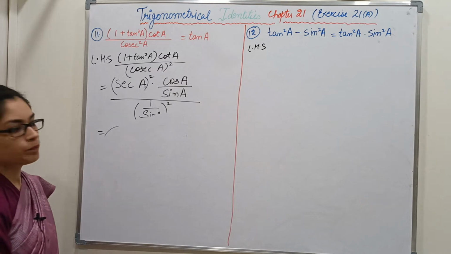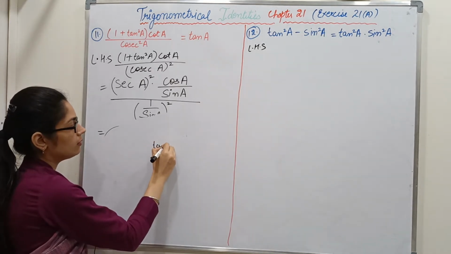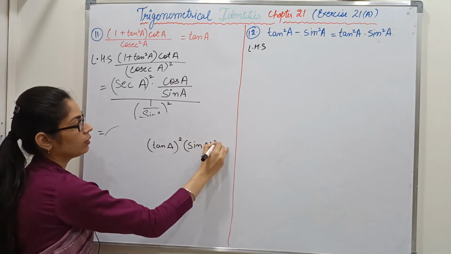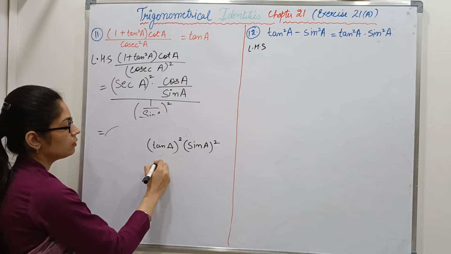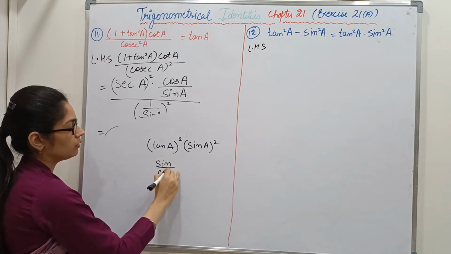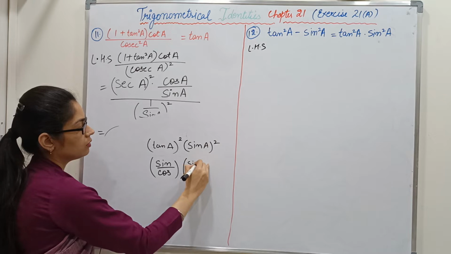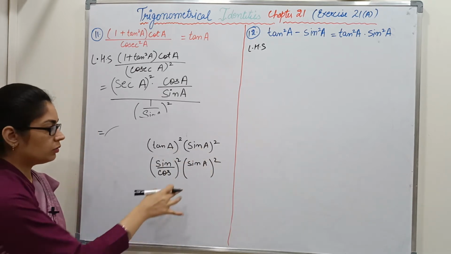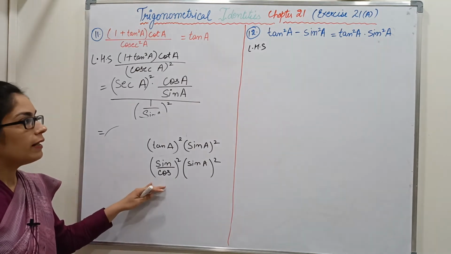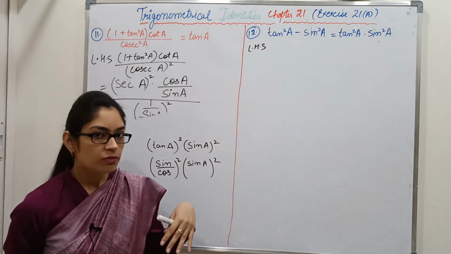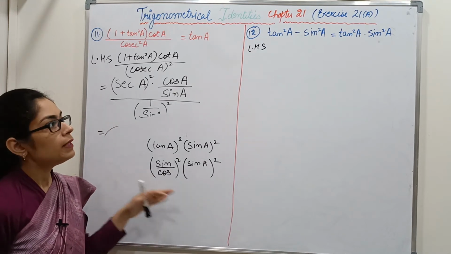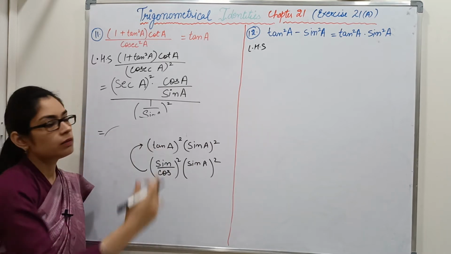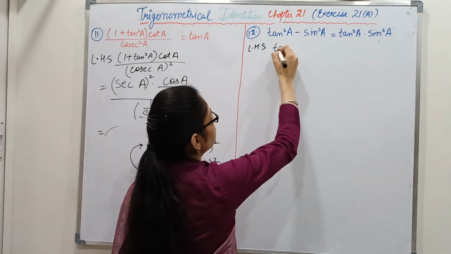Tan square is what? It is tan whole square. Sine square is sine A whole square. Tan is sine by cos into sine. So I need this thing. So again that means on my right hand side, if I get everything in the form of sine and cos, something like this, I'll be able to reach here, because after reaching here, we'll move backward. So I start from here.